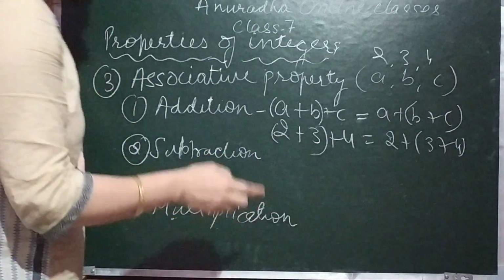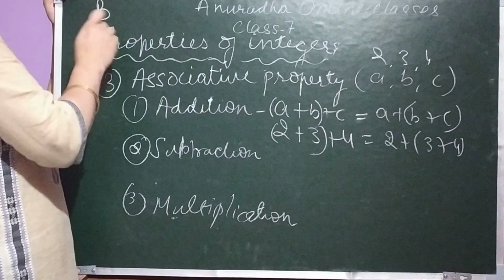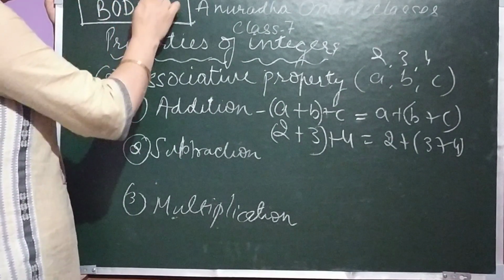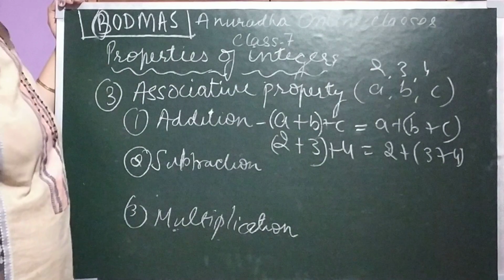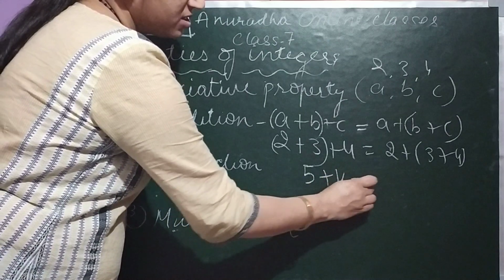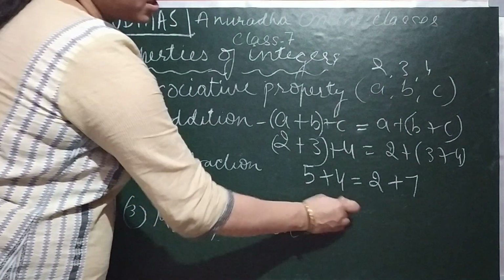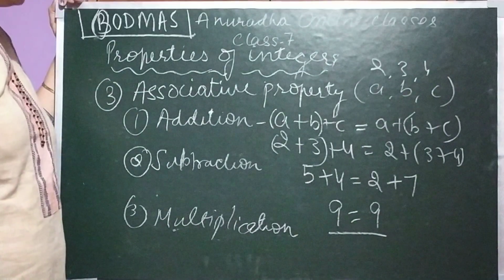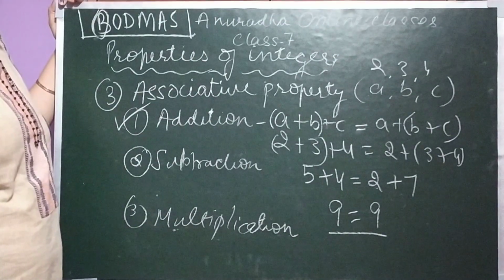See, firstly, as you know, mathematics always goes with whatever calculations we are doing, that is based on one rule, that is BODMAS. Firstly, we will remove the bracket. Solve the bracket: (2 plus 3) plus 4 is equal to 2 plus (3 plus 4). 2 plus 3 is 5, plus 4 is 9. And 3 plus 4 is 7, 2 plus 7 is 9. So LHS is equal to RHS. So the associative property will go with addition. Is it clear to you?